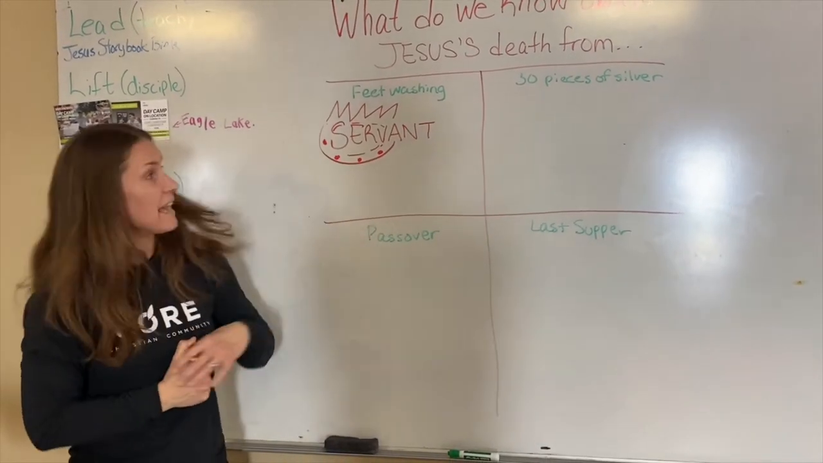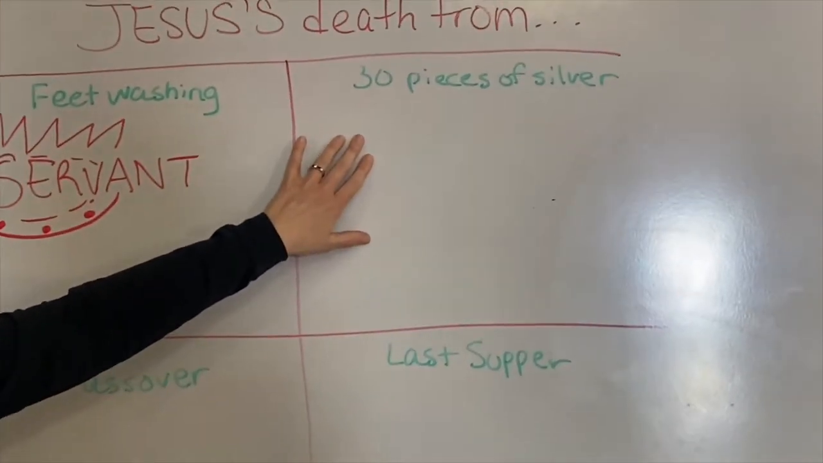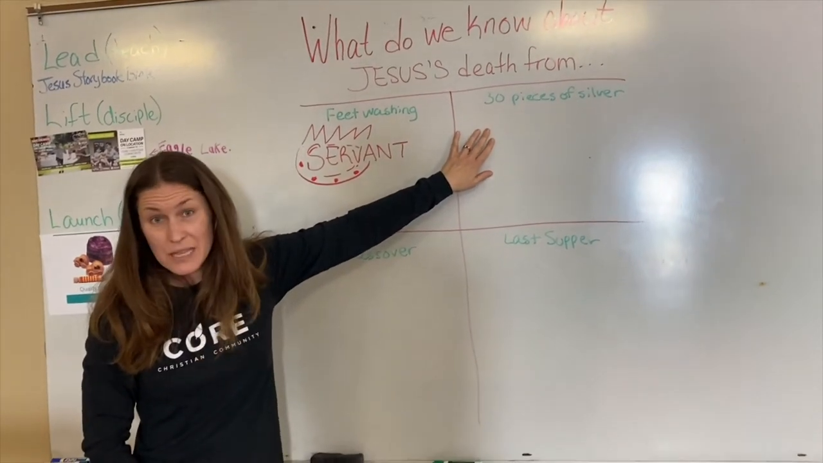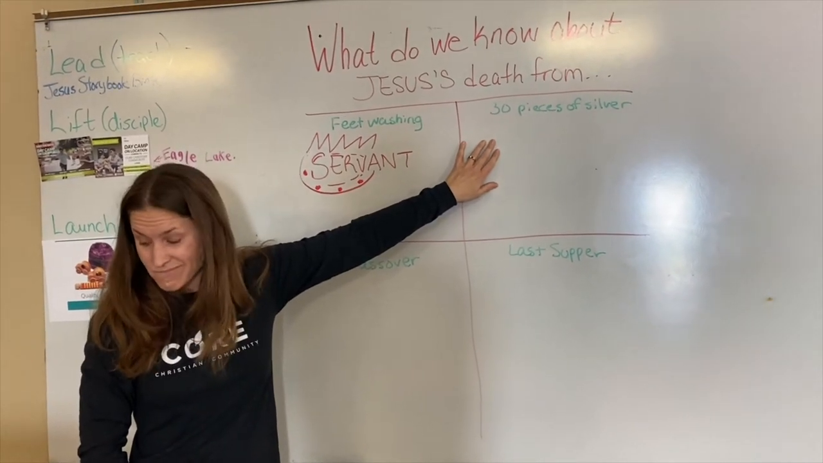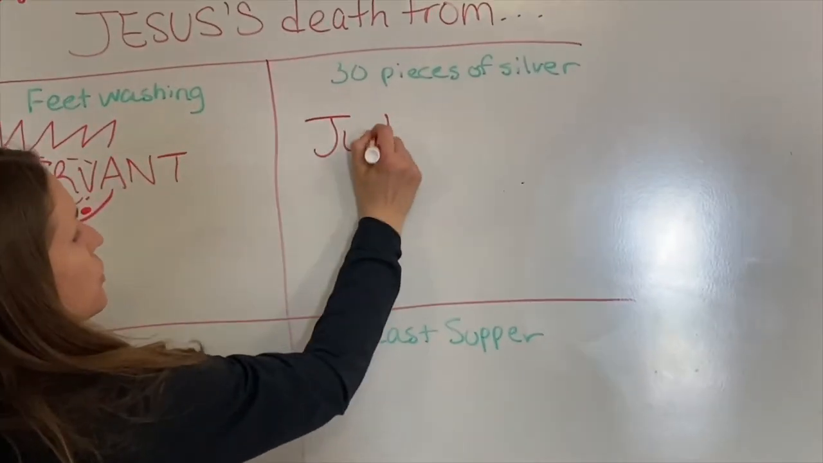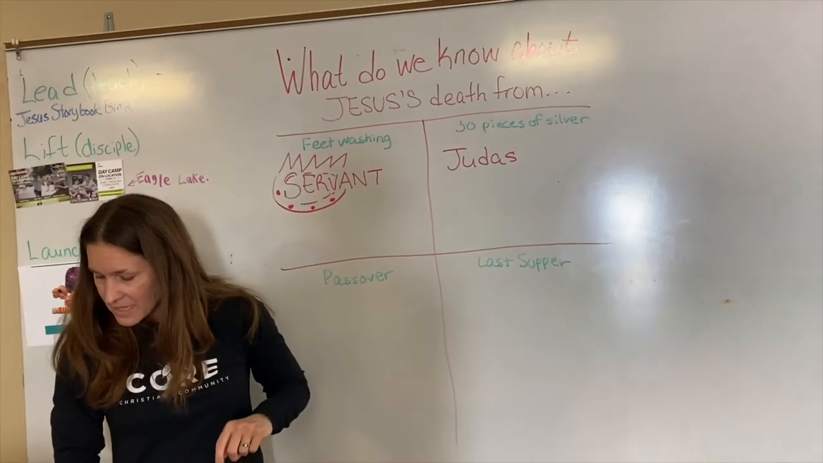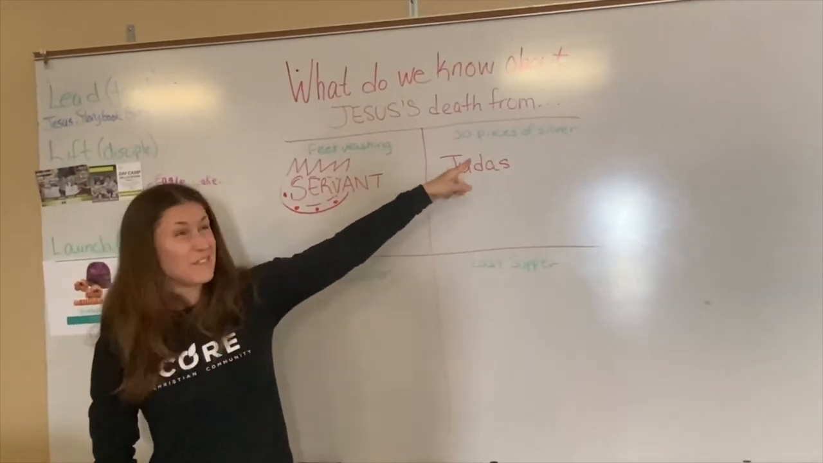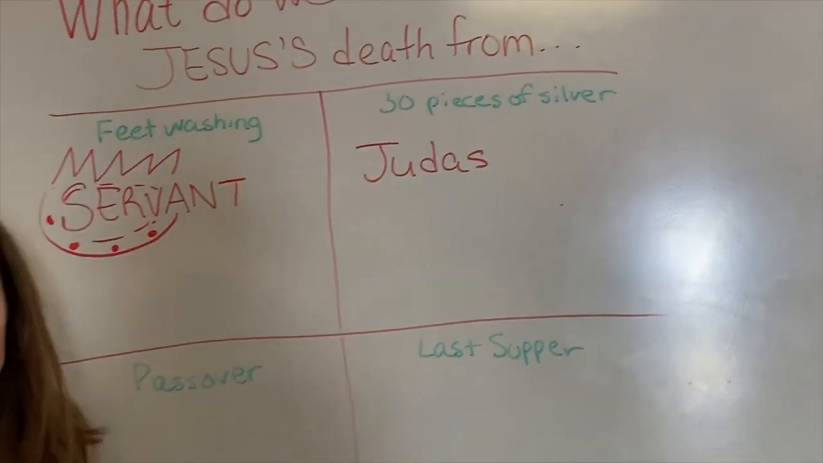All right, next. What do we know about Jesus' death from 30 pieces of silver? Well, one of Jesus' disciples was going to help the leaders capture Jesus. Do we know his name? Do we remember? Oh, here we go. Judas. Oh, dear. And what was his price? Kind of gave you a hint. 30 pieces of silver.